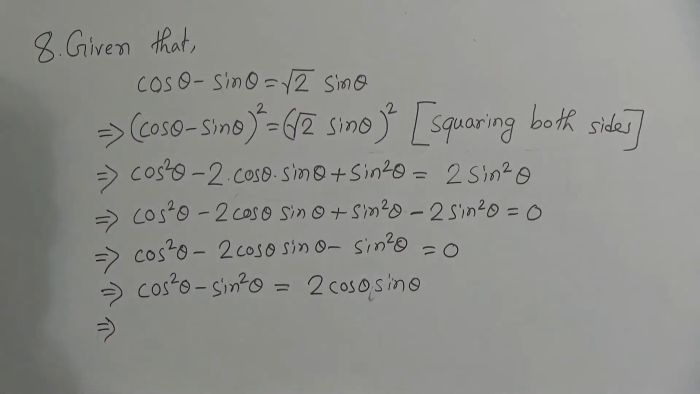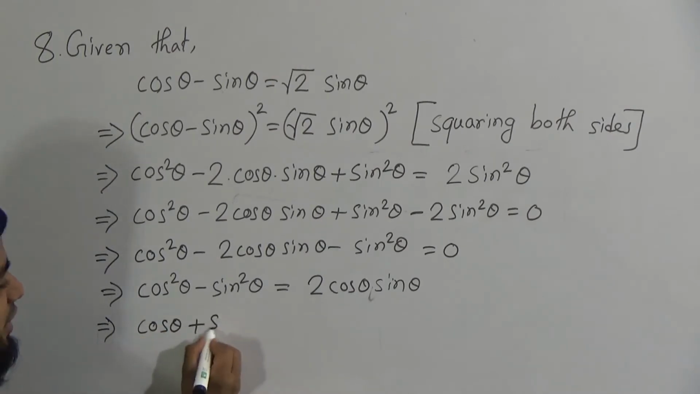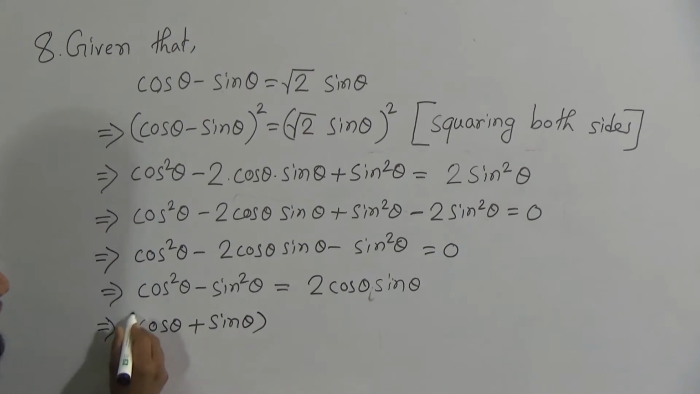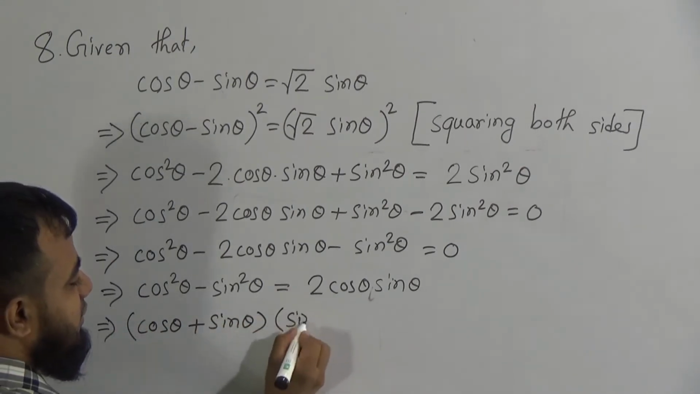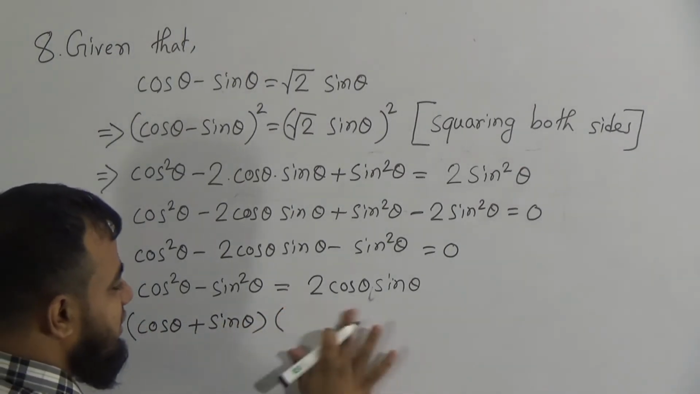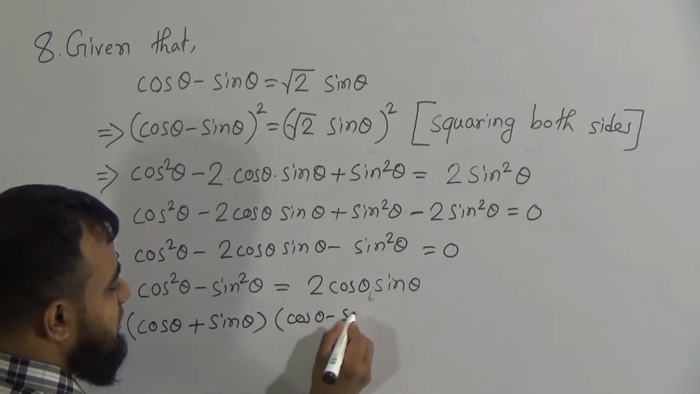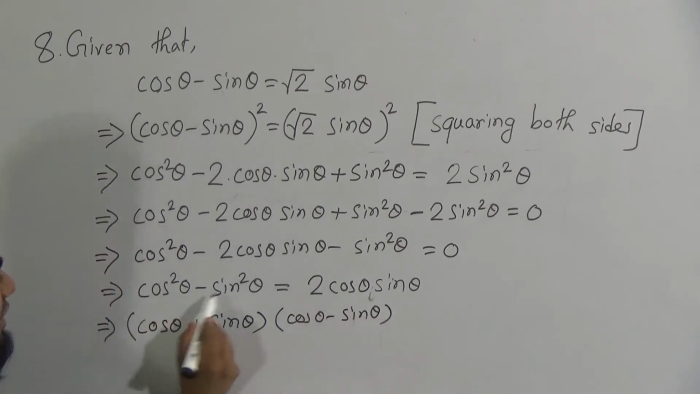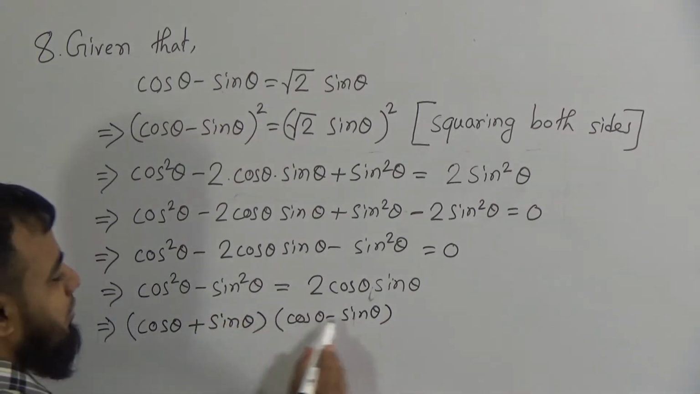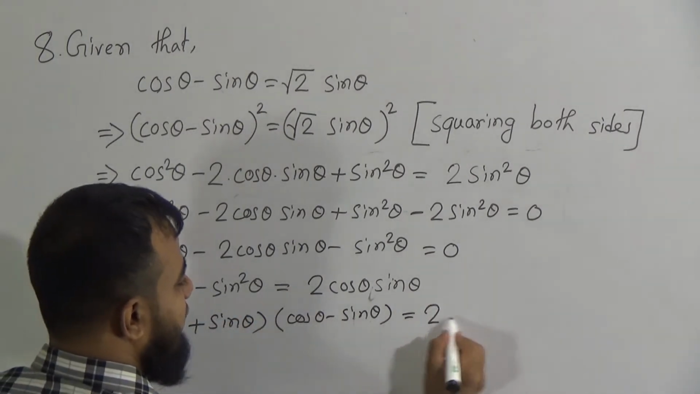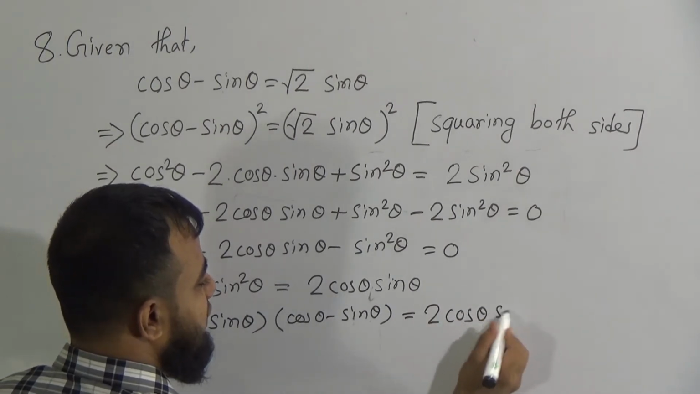Now we will use another formula, a square minus b square. What is the formula of a square minus b square? A square minus b square is equal to a plus b into a minus b. So a here is cos theta and b here is sin theta: a plus b into a minus b, that is cos theta plus sin theta into cos theta minus sin theta. On the right side, 2 cos theta sin theta remains unchanged.